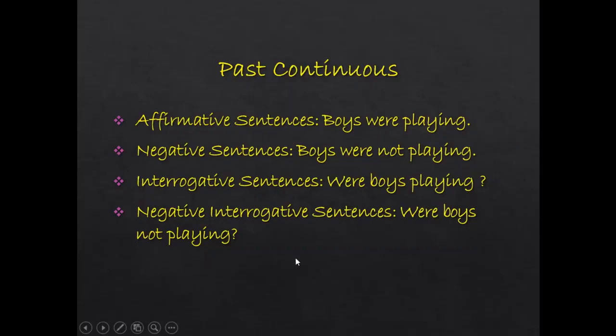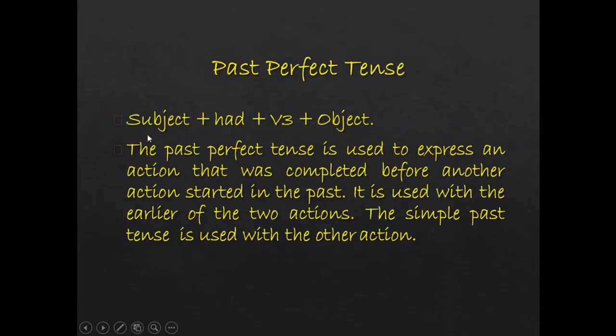Now comes the past perfect tense. To write a past perfect tense, we use the subject plus had plus third form of the verb plus object. The past perfect tense is used to express an action that was completed before another action started in the past. It is used with the earlier of the two actions. The simple past tense is used with the other action.